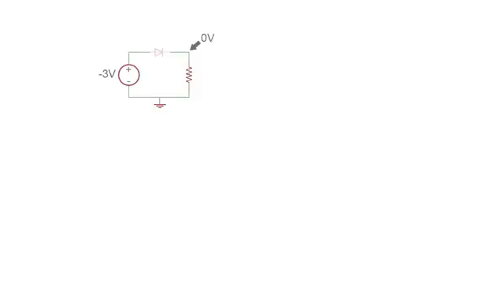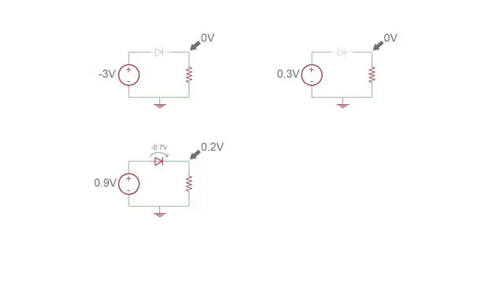With a negative voltage on the input, the diode can't turn on, so you get nothing on the output. With 0.3 volts on the input, it's still not enough to turn on the diode, so again you get nothing. With 0.9 volts on the input, it's just enough to turn on the diode, but because of the voltage drop, you only have 0.2 volts left. And with 10 volts minus 0.7 volts, you get 9.3 volts.